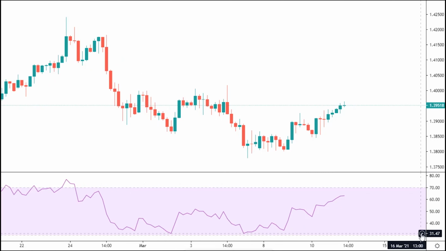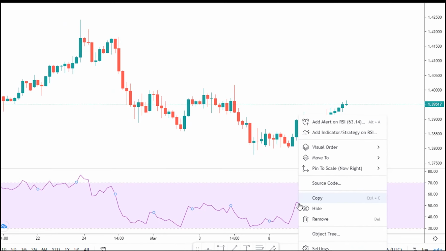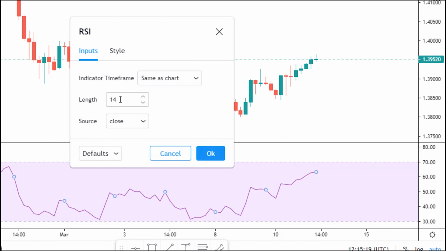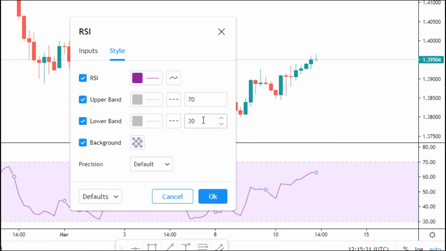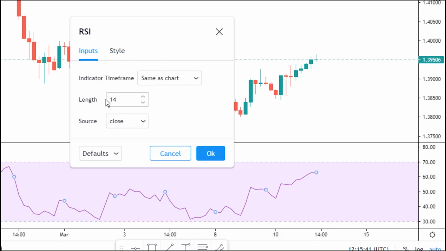The 30 value generally indicates oversold of a financial instrument, while the 70 value and above indicates overbought of a financial instrument, although traders may tweak these settings here to suit their personal value of interest. But it's advisable beginner traders should utilize the default settings for this indicator. As we can see here, the default settings are the 30 and 70 scale value, while the period is 14.